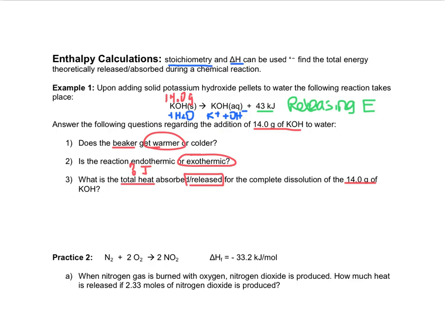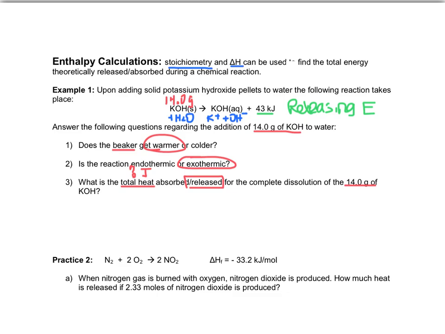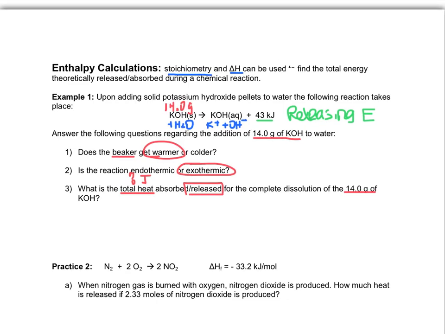We're going to start with our known. I'm going to set that up with 14.0 grams of KOH, right? Here, for every 1 mole of KOH that I dissolve, I'm producing 43 kilojoules. That's really all it is. It's a mole to mole ratio, but now it's mole to energy. But we're still using what's provided.